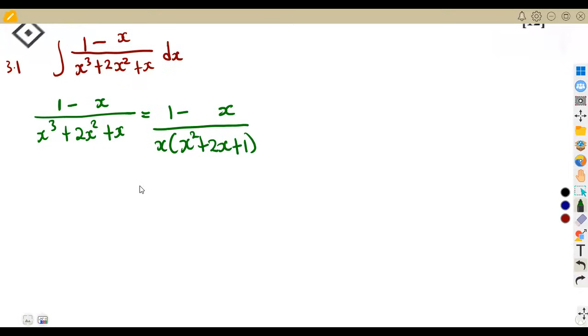Can we factorize this further? x squared plus 2x plus 1. We have to try and see if it can be factorized. The coefficient of x squared is 1, so you're going to have x and x here. Do we have factors of 1 which, if we add them, give us a 2? Yes, 1 and 1.